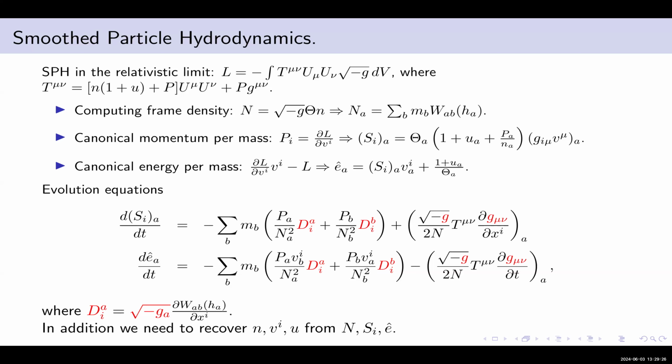So here I've highlighted in red the places where the metric enters the SPH equations. And so we do need to get the metric and its first space and time derivatives at the location of the particles in order to be able to calculate the right hand side of the evolved variables.